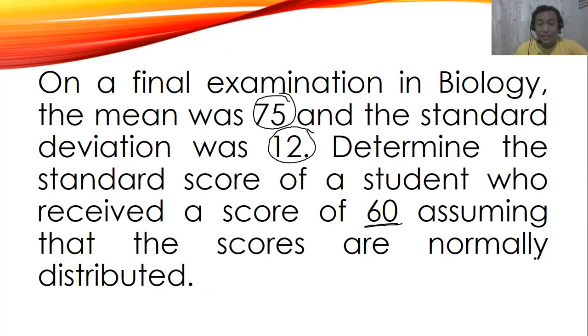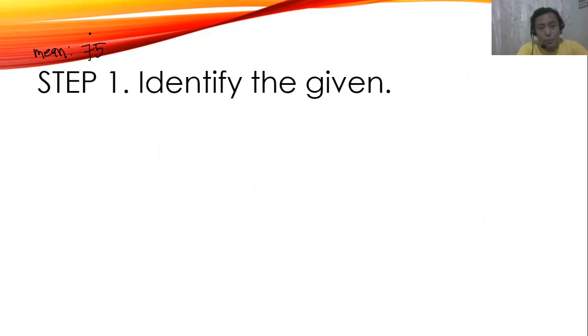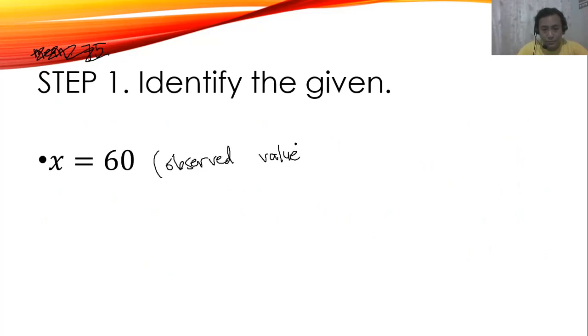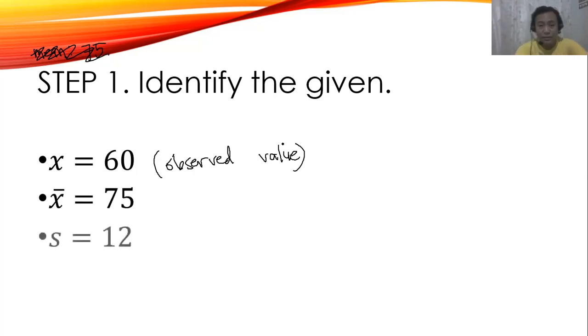So, determine daw natin yung standard score kapag ang ino-observe natin na estudyante ay 60 lang yung nakuha niya. So ano nga ulit ang mean? So yung mean is equal to 75. Step 1 is to identify the given. So ang x natin is 60. Pag sinabi natin x, yan yung ino-observe natin. Observed value. The mean is equal to 75. Mean is equal to 75. And the standard deviation is equal to 12.